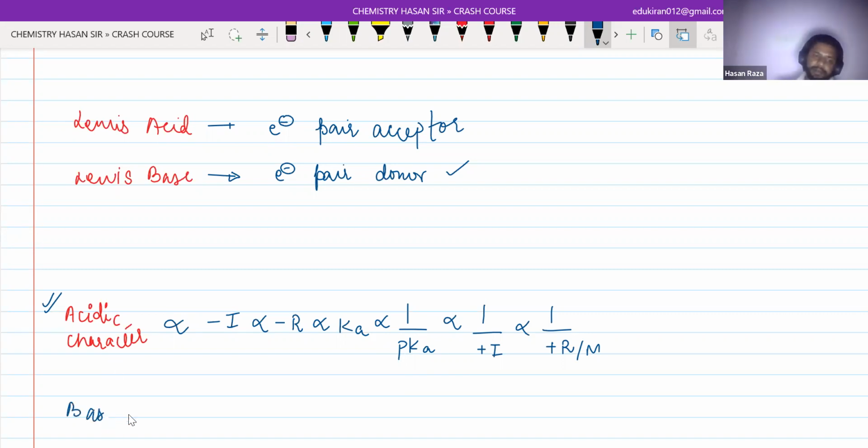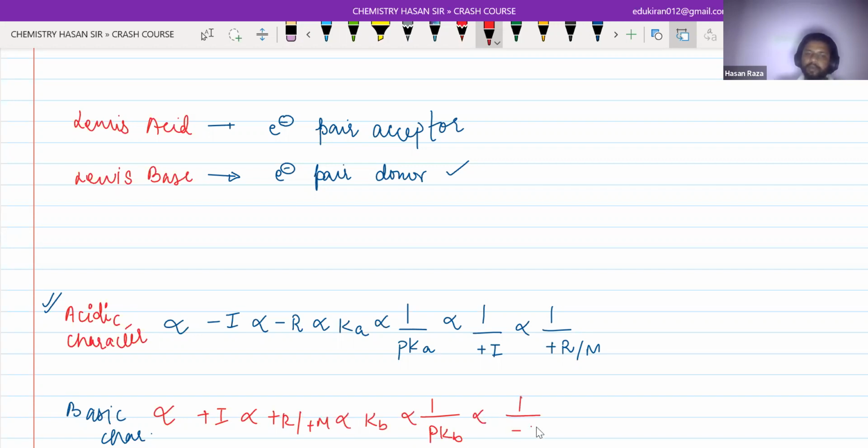And basic character is directly proportional to the donating one. Directly proportional to Kb as well, inversely proportional to pKb, inversely proportional to withdrawing group. Is that clear? You have seen in class 12 carboxylic acid, the compound which will have more withdrawing groups will be more acidic. Is that clear?